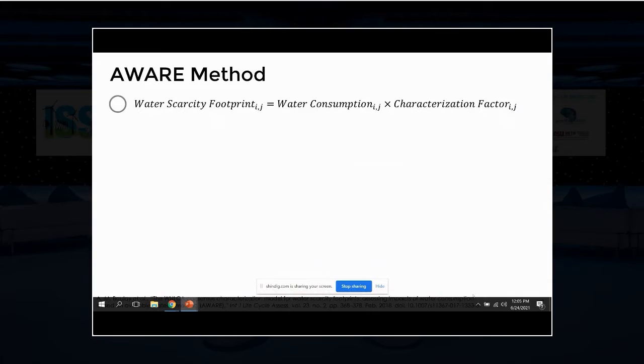So I'm not the first person to think about this. A few years back, a method was presented by the working group in Canada. They presented methods, they were called AWARE. It's the Available Water Remaining method, and it's compliant with ISO 14046 of generating a water scarcity footprint.